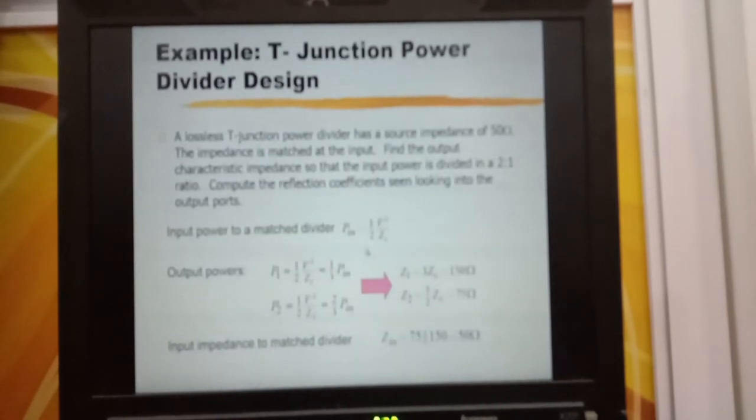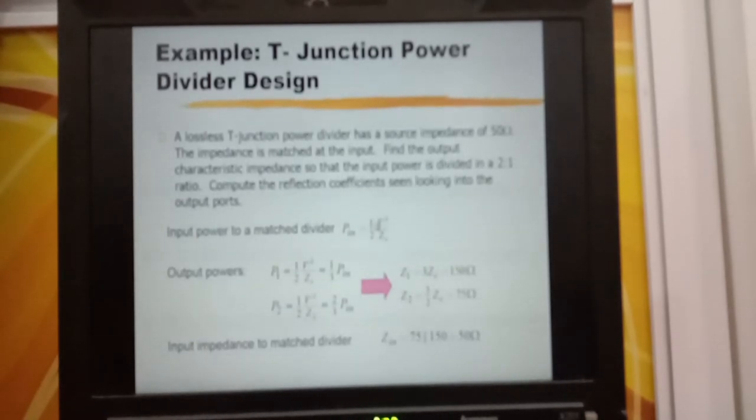For example, we want to design a T-junction power divider where the source impedance is 50 ohm, and we want to divide the power with a ratio of 2 to 1. That means one third of the input power goes to port 1, and two thirds of the input power goes to output port number 2.